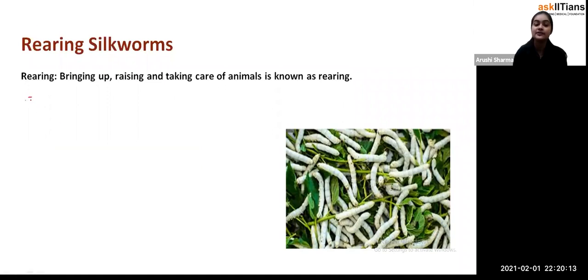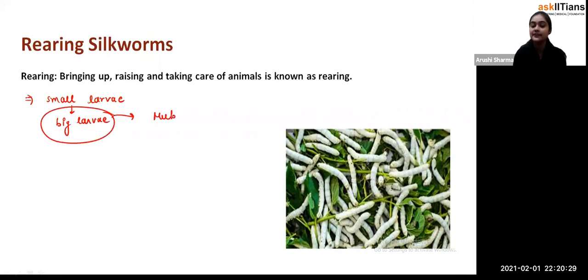Exactly, students, have you seen that first of all there is the small larva, and small larva and caterpillar are the same thing, and when they grow to the big larva, the farmers will transfer them to mulberry leaves. Okay, so that they eat the mulberry leaves, and by eating the mulberry leaves, what will happen, students?